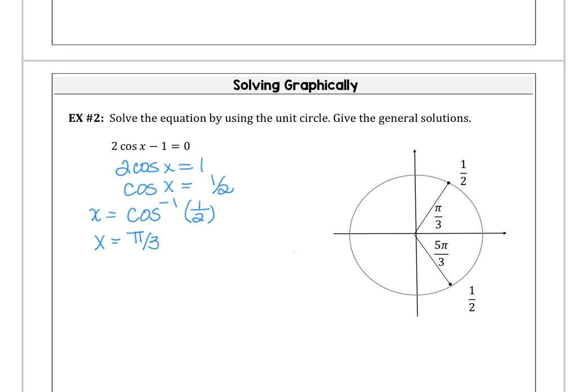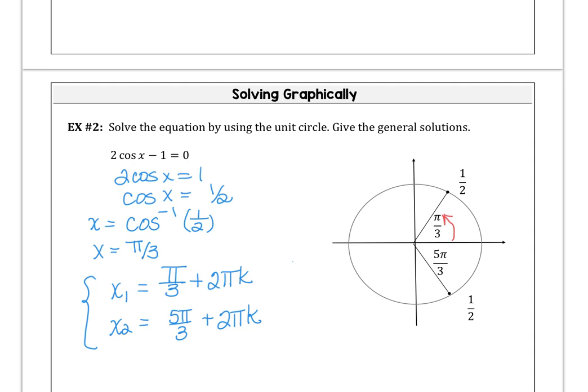So we could also get the angle for a general solution by saying x sub 1 is pi over 3 plus 2 pi k, and x sub 2, if we went all the way around, this over here is 5 pi over 3, 5 pi over 3 plus 2 pi k. I'm calling this angle my theta sub 1 or x sub 1, and I'm calling this angle my theta sub 2 or x sub 2.